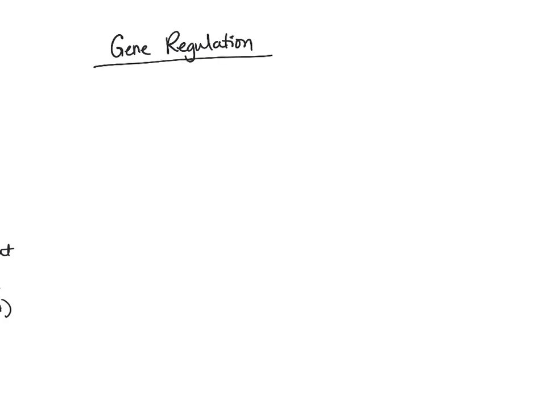So the last thing that I want to talk about in cell processes is something called gene regulation. And gene regulation is basically determining if a protein is made or not.